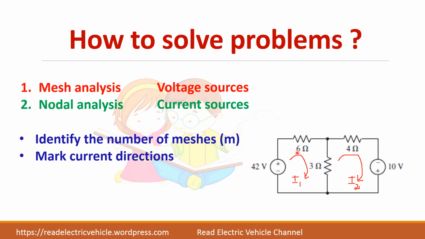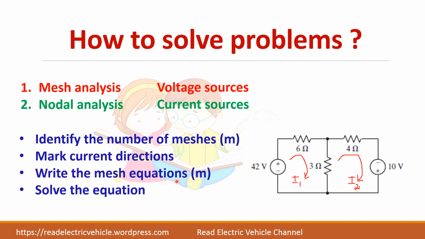You always take the current direction clockwise in both the meshes, so that it will be easy to write the equation. It is not necessary that you always take the current in this direction, but you prefer taking it in the same direction, so that when you apply Cramer's rule, it will be easy. So first, you identify the number of meshes, then mark the current direction. Now we have two unknown variables, I1 and I2, so you have to write two equations: one equation for mesh 1 and the other for mesh 2.